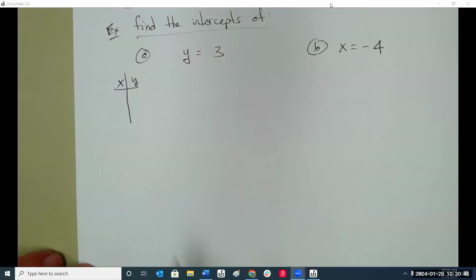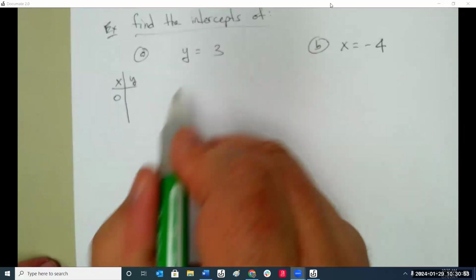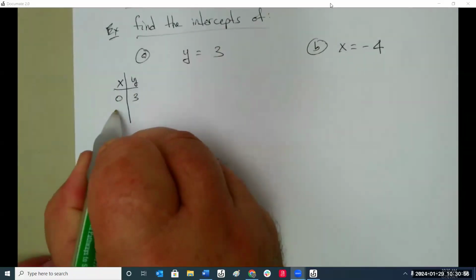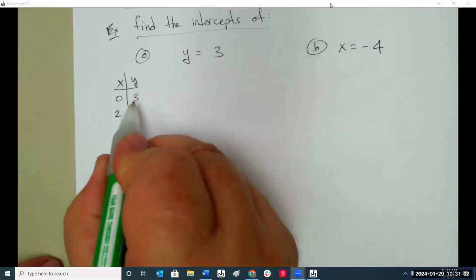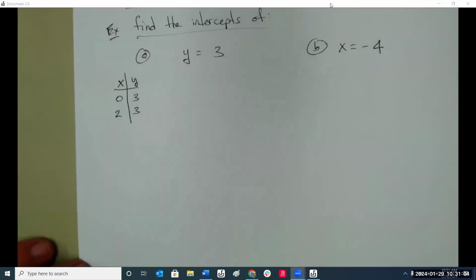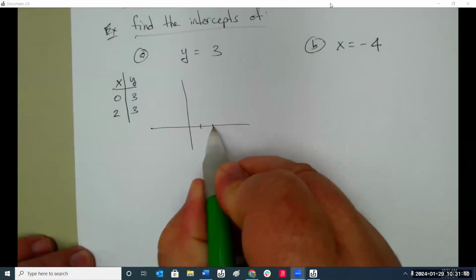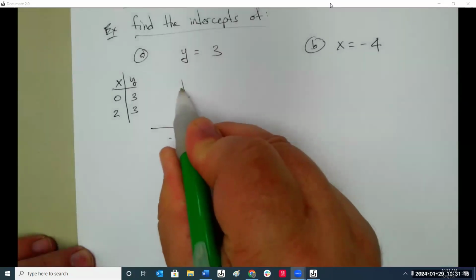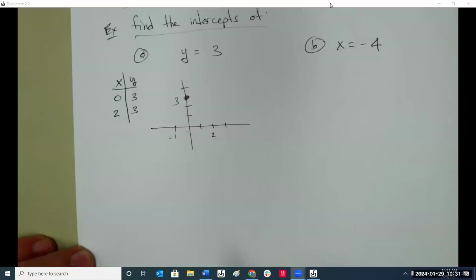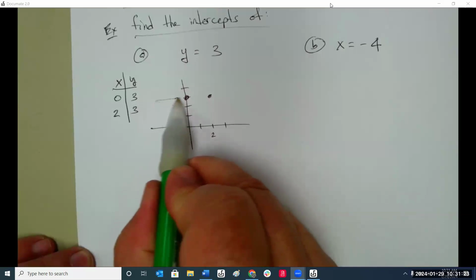Let's find some points. So give me an x value. Let's say 0. When x is 0, what's y? 3. When x is 2, what's y? Let's graph these 2 points. When x is 0, when x is 2, so it's a horizontal line.